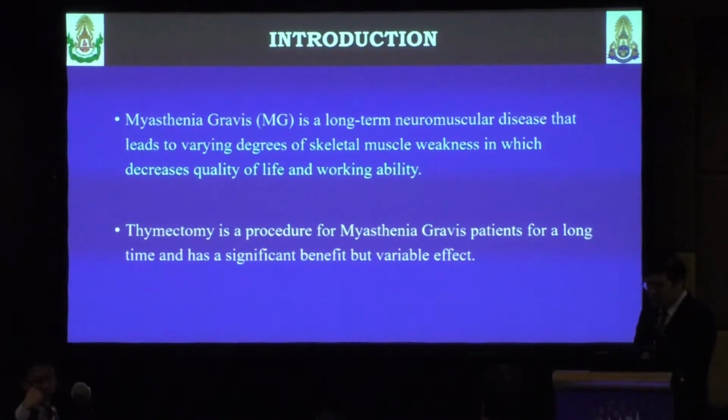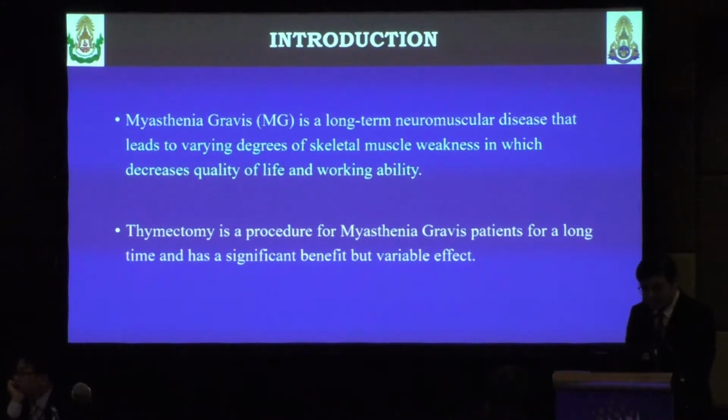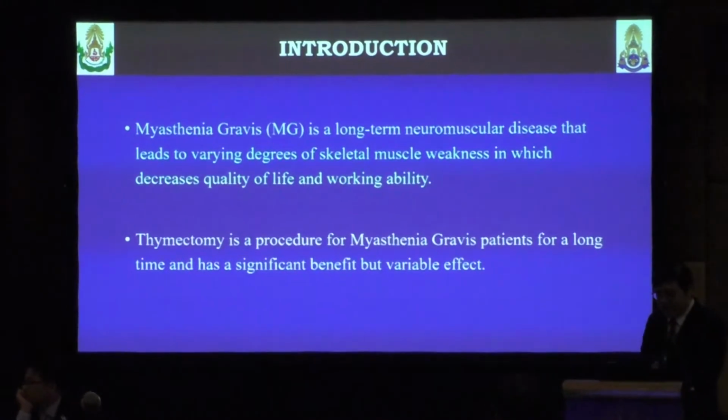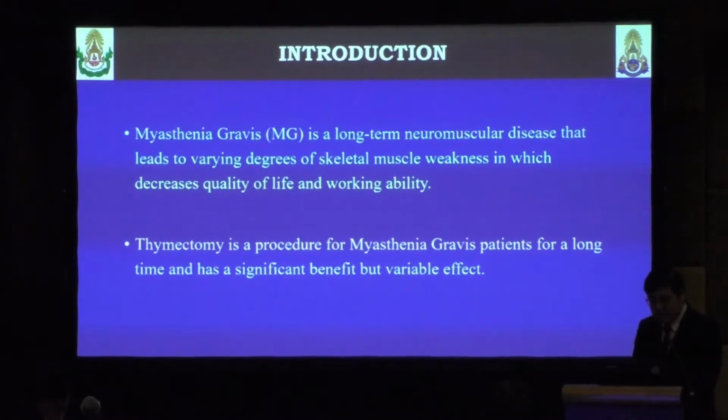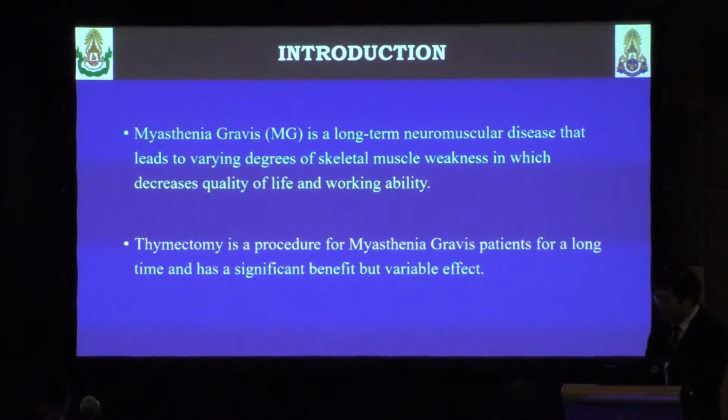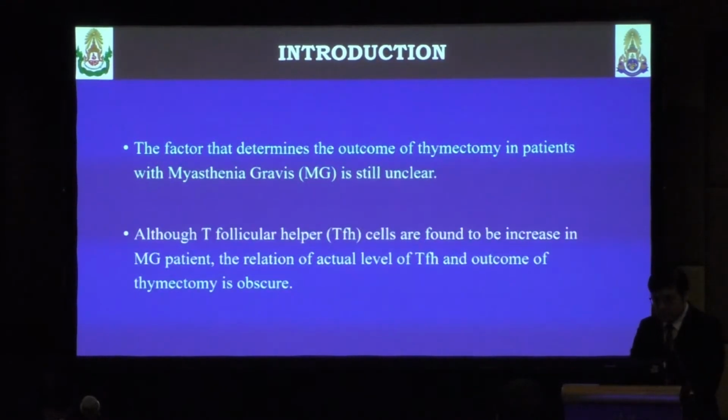Myasthenia gravis is a long-term neuromuscular disease that leads to varying degrees of skeletal muscle weakness that decrease quality of life and working ability. Thymectomy has long been a procedure for myasthenia gravis patients and has a significant benefit but variable effect. The factors that determine the outcome of thymectomy in patients with MG are still unclear.